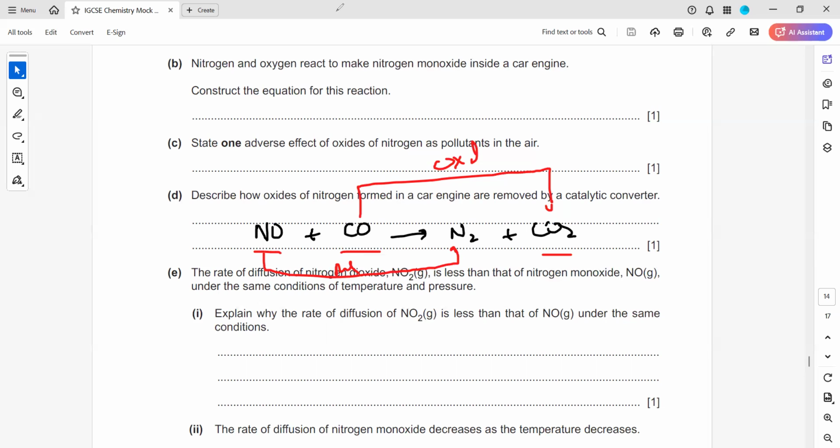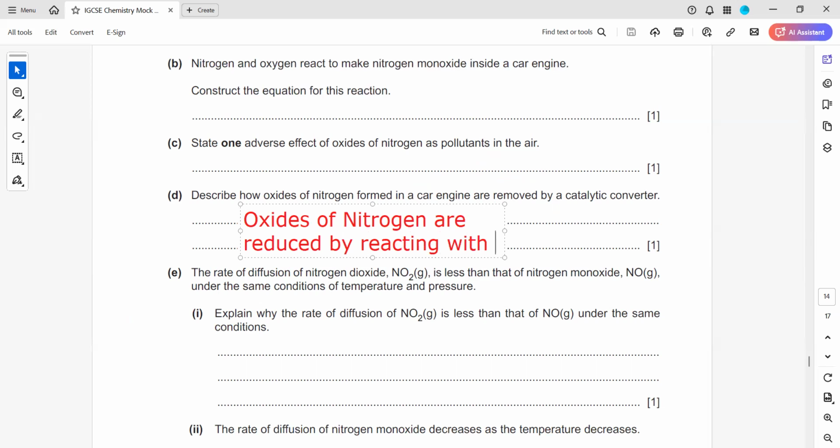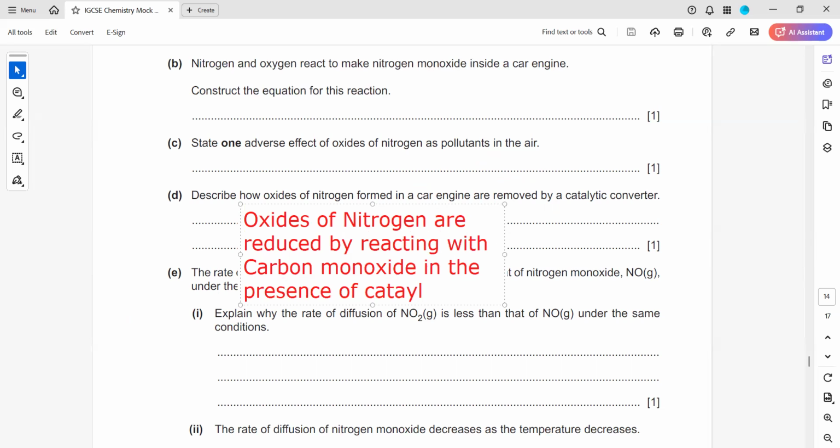No, you cannot say they are oxidized. You have to use the term reduced. Oxides of nitrogen are reduced by reacting with carbon monoxide in the presence of a catalyst.